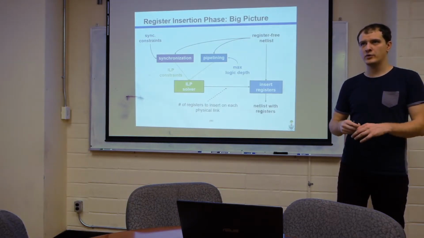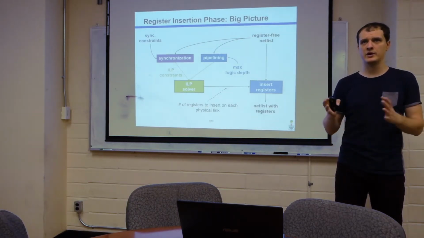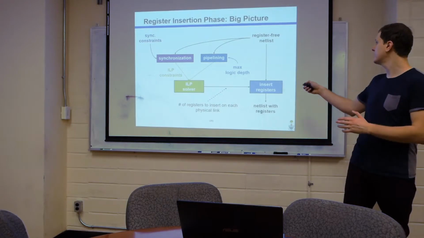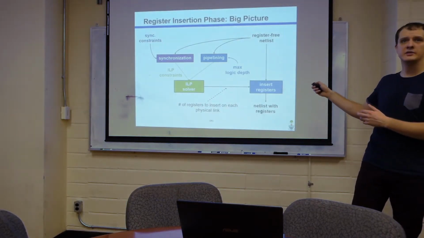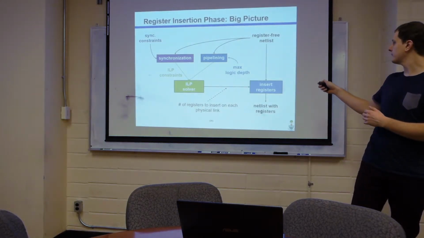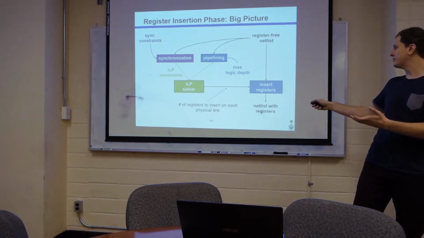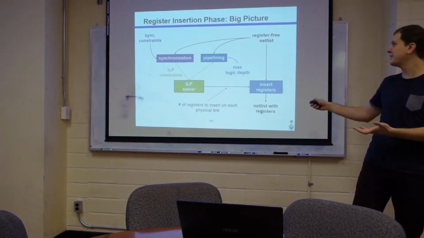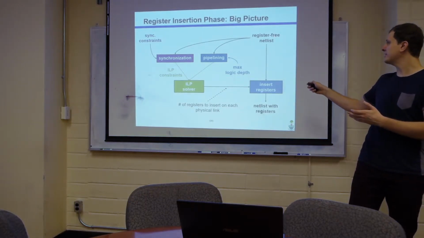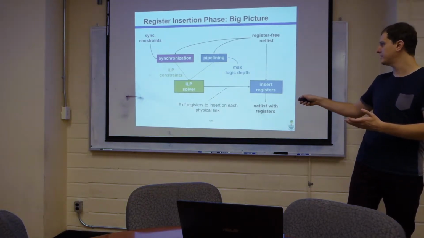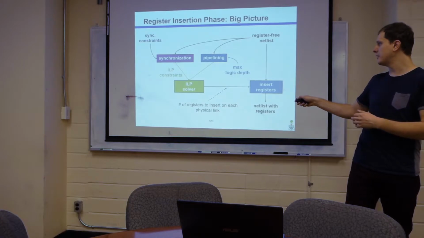So the big picture of the whole register insertion flow and where these 2 different processes fit in is like this. We first start with a register-free netlist that's unpipelined. It will look like this. We have a register-free netlist, we insert registers, now we have registers. So to get there, the register-free netlist is examined by these 2 independent processes, synchronization and pipelining.